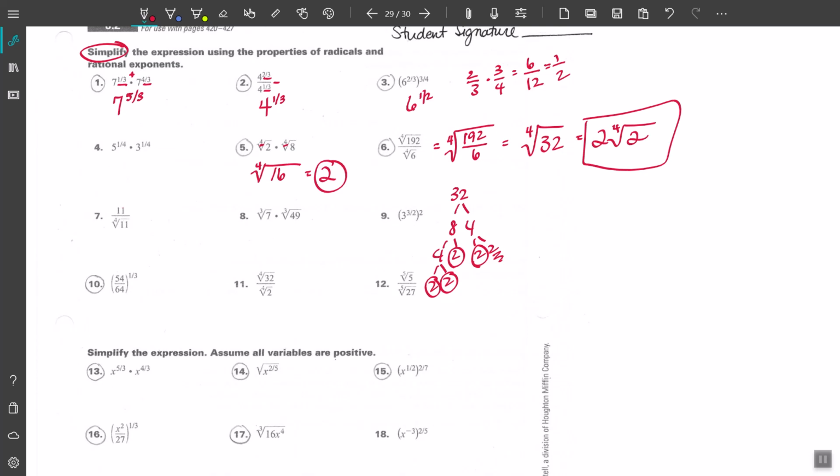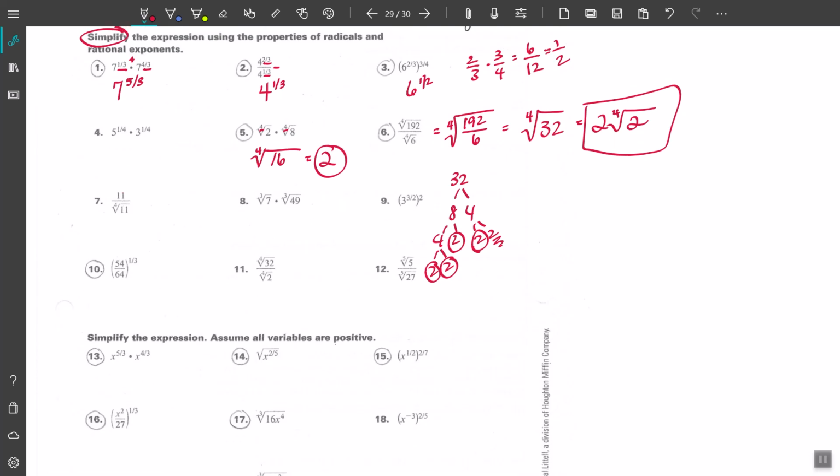On number 10, we have a fraction raised to the third power. So each of the numerator and the denominator is going to be raised to that third power. If I want to turn it into a radical expression, then I'm going to put the 3 in the v. We're looking for the cubed root of 54.